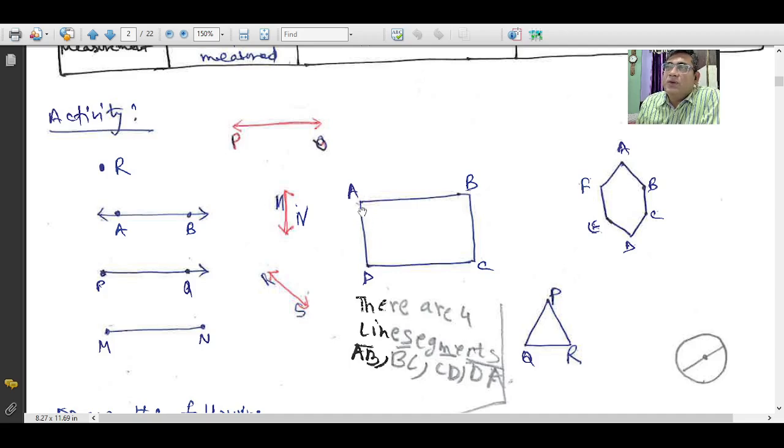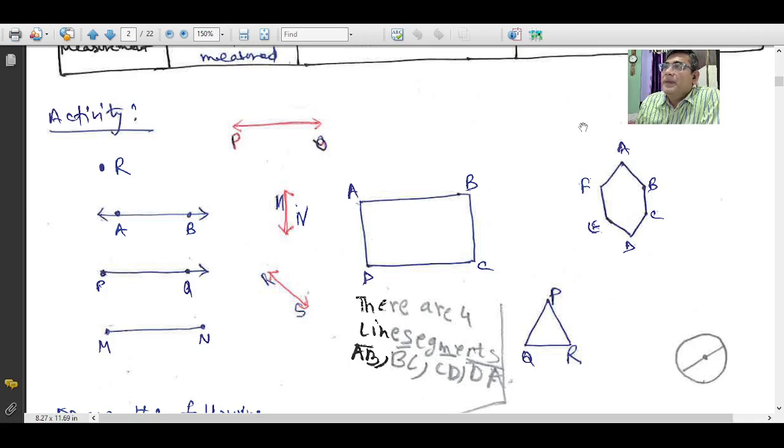This is also one example. This is a rectangle ABCD. If someone asks you to name the points this figure has, there are 4 points: point A, point B, point C, and point D. If they ask you for line segments, line segment AB, line segment BC, line segment CD, line segment DA.